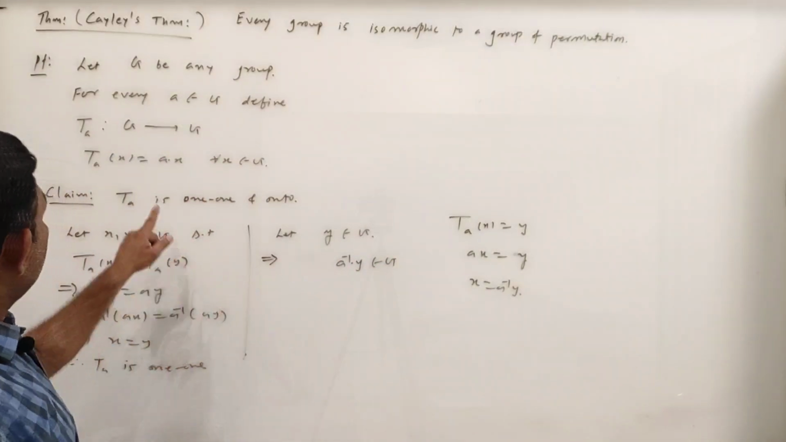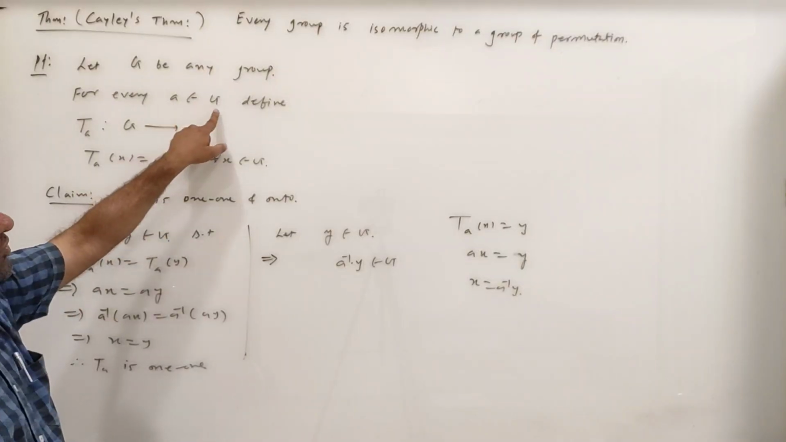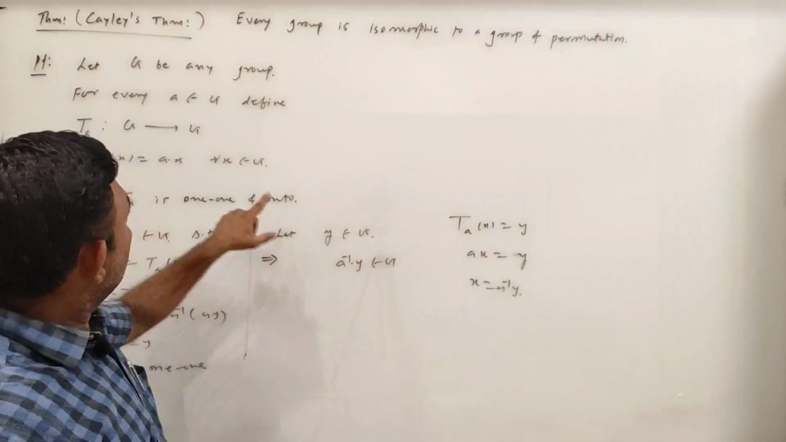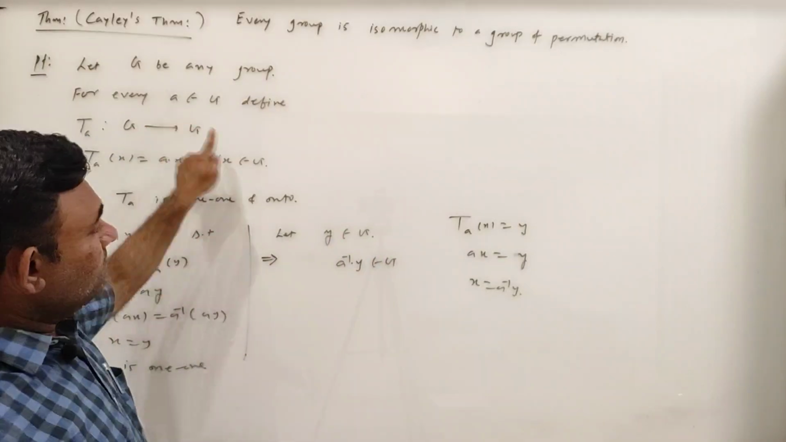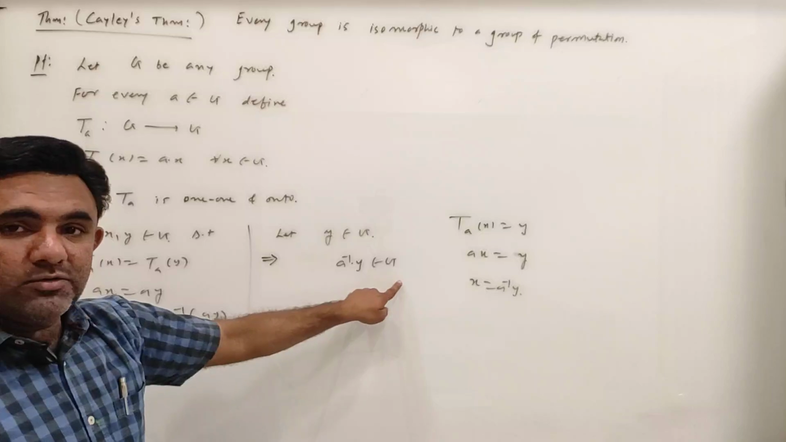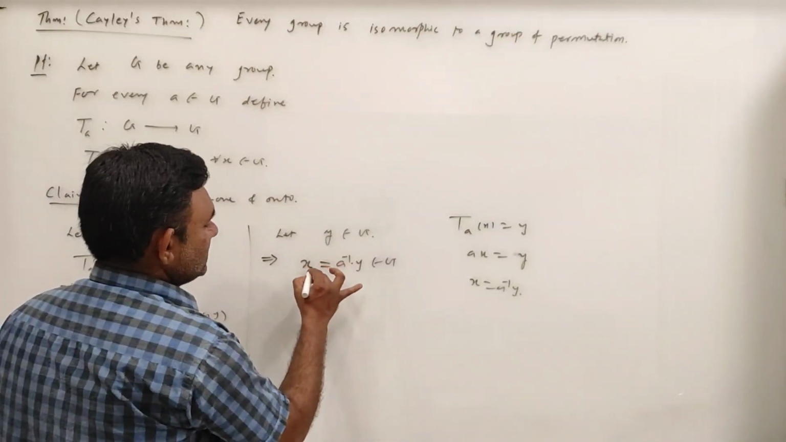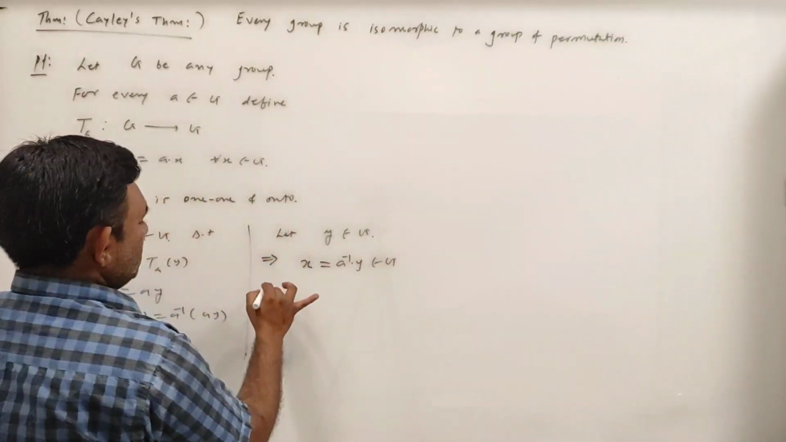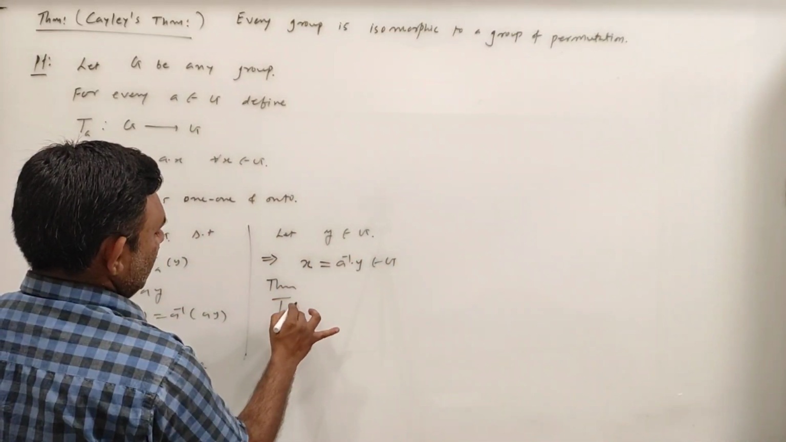Why? Because A belongs to G. Where is A? Yes, A belongs to G. Y belongs to G. G is a group, so A inverse is in G. Y is in G, so A inverse into Y is also in G, and let me say it is X, right?